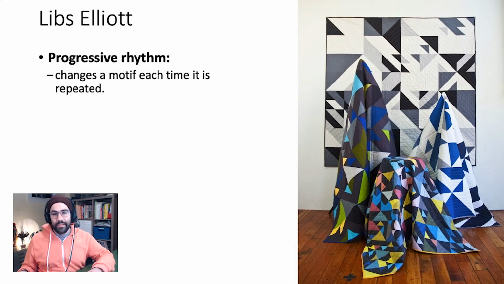Next we have Libs Elliott, whose quilts give us a really interesting example of progressive rhythm, where we see changes of a motif or an element each time it's repeated. And we can see that in this rear quilt here, where we have different sizes and different tones of these triangular and stripe shapes over the course of the composition. This is such an interesting example to me because this artist is actually using many of the same types of software tools that we're studying in this unit, but using them to generate patterns for quilts.